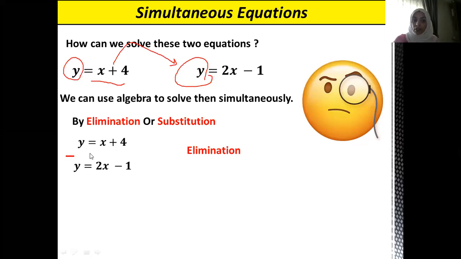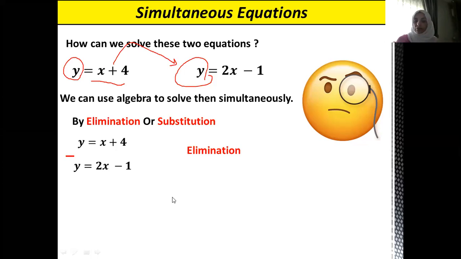Understood? x minus 2x, that would be negative x, and so on. Okay? So don't forget that this minus goes for all the terms in the second equation. It doesn't go only for y. It goes for the y and the 2x and the negative 1. Okay? I'm just reviewing with you algebraically what we do.